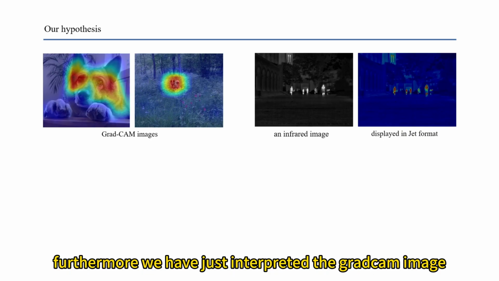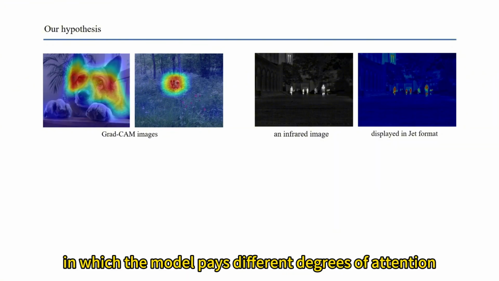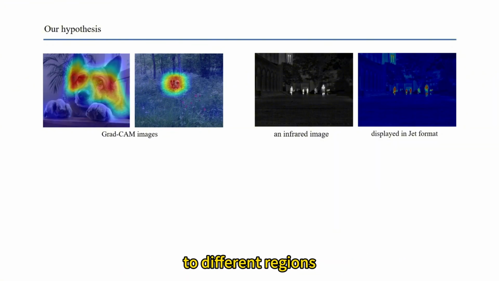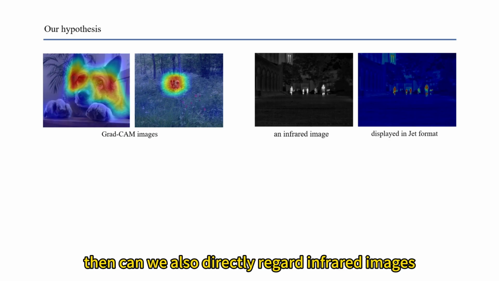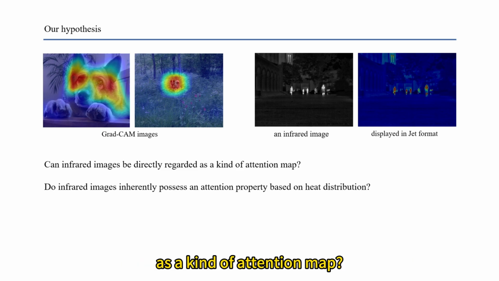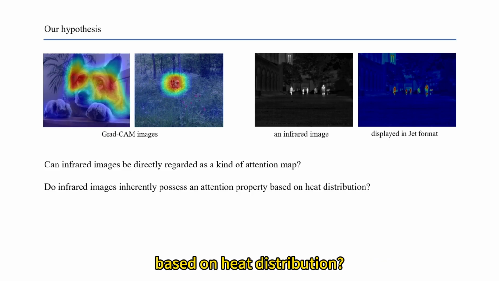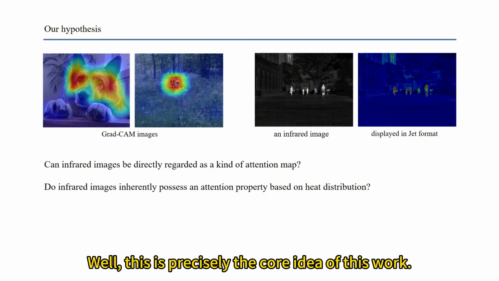Furthermore, we have just interpreted the Grad-CAM image from another perspective as an attention map, in which the model pays different degrees of attention to different regions during the decision-making process. Then, can we also directly regard infrared images as a kind of attention map? That is, does the infrared image naturally possess an attention property based on heat distribution? Well, this is precisely the core idea of this work.